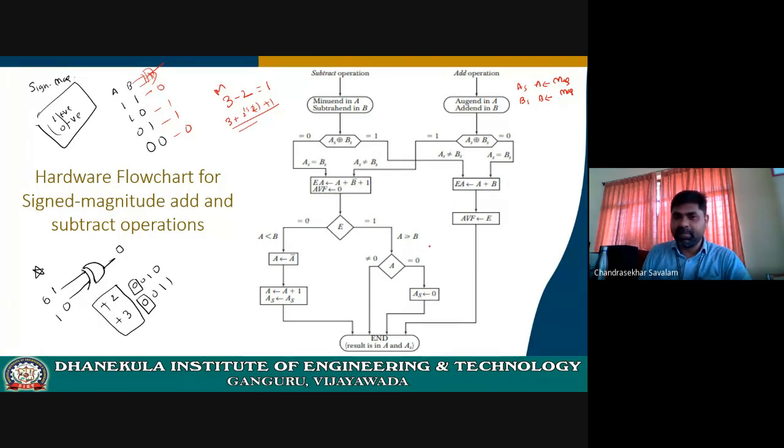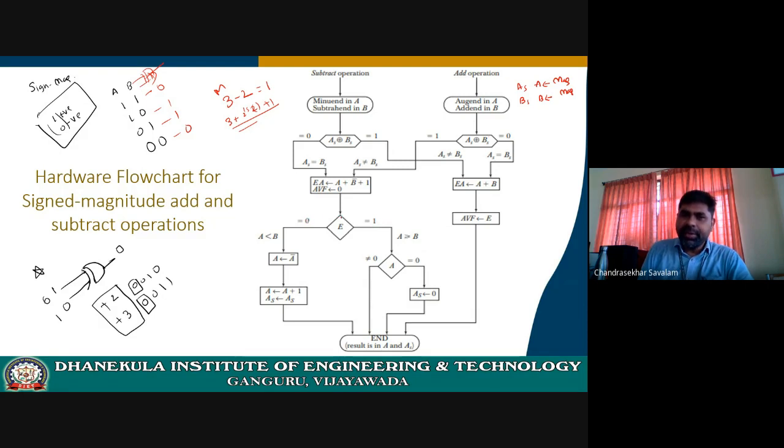So what are we going to do? Simply exclude the carry. If the magnitude in A is equal to 0, the sign bit must be 0. If it is not equal to 0, then this is directly the answer. The result is stored in A and AS. So both have 0, AS is 0, which is positive. Okay, students, and this is the first case.